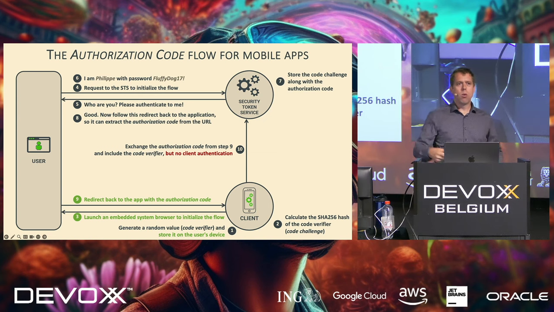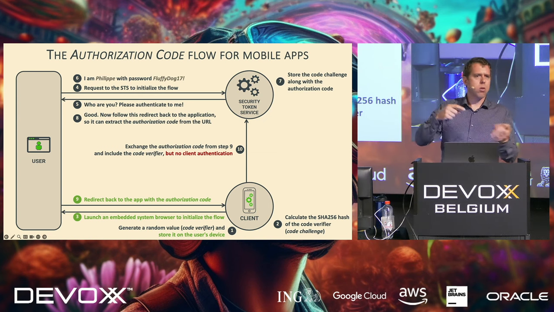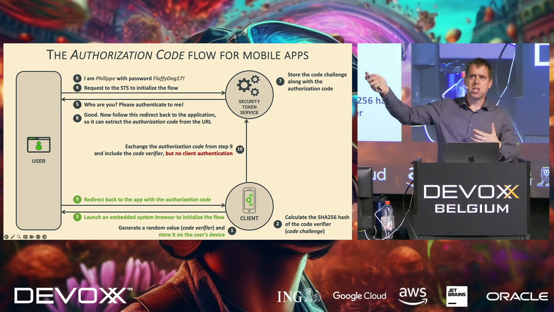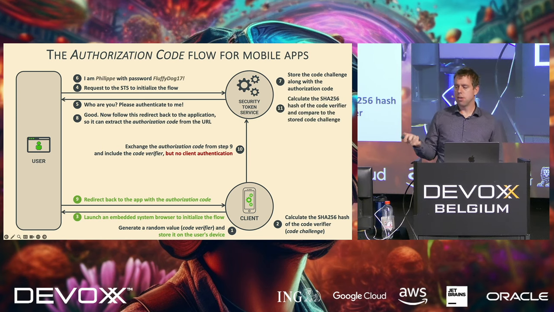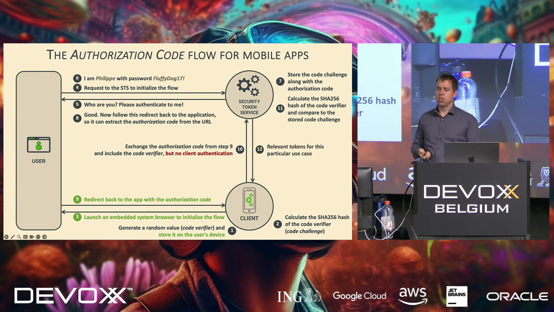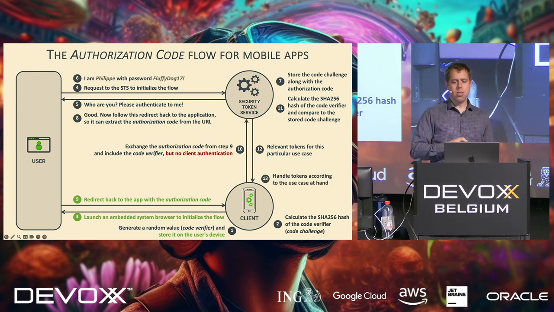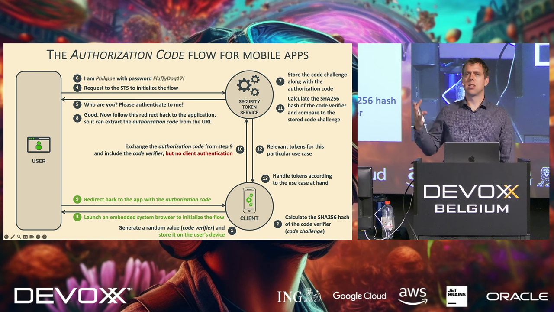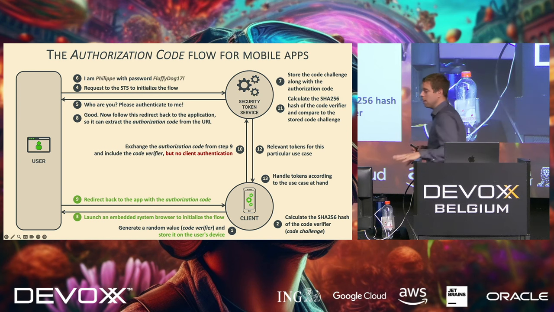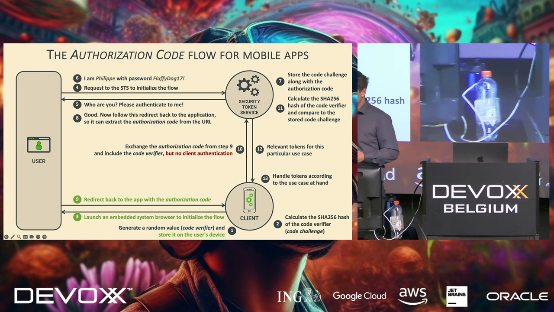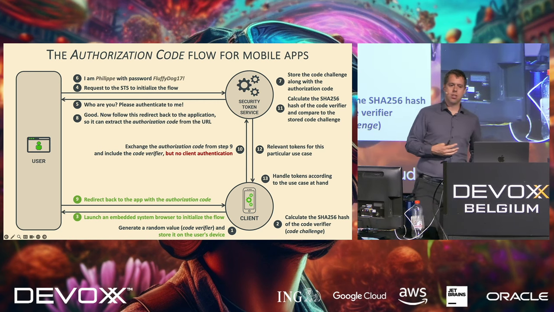And the STS will be like, who are you? Oh, what's your code? What's your code challenge? Code verifier, match it to the code challenge, like before in step 11, and then return the necessary tokens in step 12, allowing the client to handle whatever it wants to handle. That's the current best practice for mobile applications. Sounds mightily complicated, but it really isn't in practice. It's the same steps as before. There's libraries handling this for you, so you don't really have to implement any of this yourself.